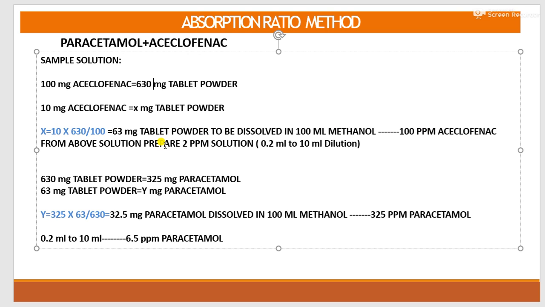From this, a 2 ppm solution is prepared. How is it prepared? From this 100 ppm, take 0.2 ml and dilute up to 10 ml. So you will get 2 ppm of aceclofenac.